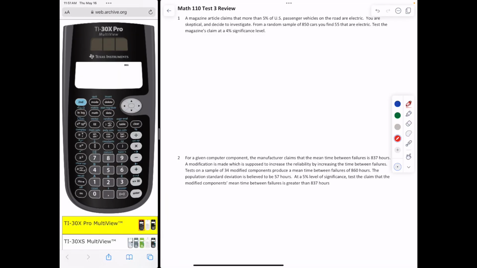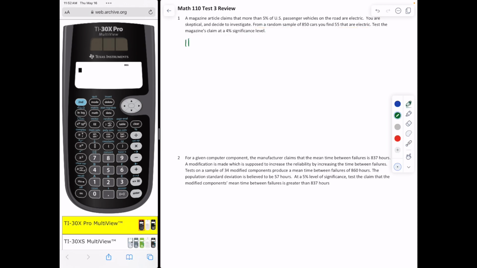And these problems will go in the order of the book. So the first problem is going to be a 7.2 problem. Okay, it says a magazine claims that more than 5% of U.S. passenger vehicles on the road are electric. You are skeptical and decide to investigate. From a random sample of 850 cars, you find that 55 are electric, and you want to test the claim at 4% significance level.